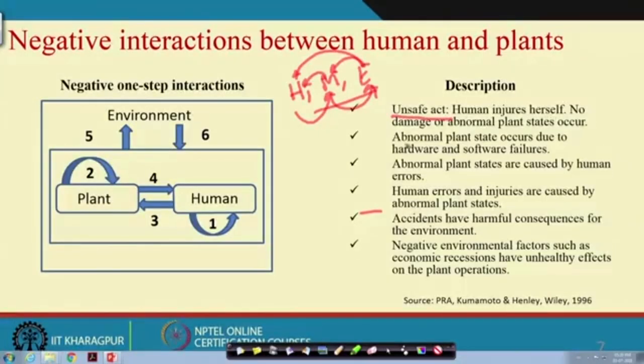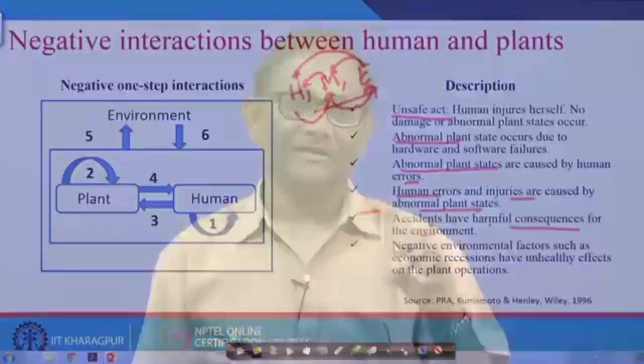Human injured himself, abnormal plant state or unsafe conditions, abnormal plant states are caused by human errors, and injuries are caused by the plant. Accidents have harmful consequences to the environment, negative environmental factors like this. So if you investigate any accident and find out the victim himself is responsible, that may be an unsafe act. If the condition is responsible, it is an unsafe condition, an abnormal plant state. It may so happen that the abnormal plant state is caused by human errors. Human error is very important; I have not talked about it under safety engineering, but please keep in mind that human error is also a very, very important one.